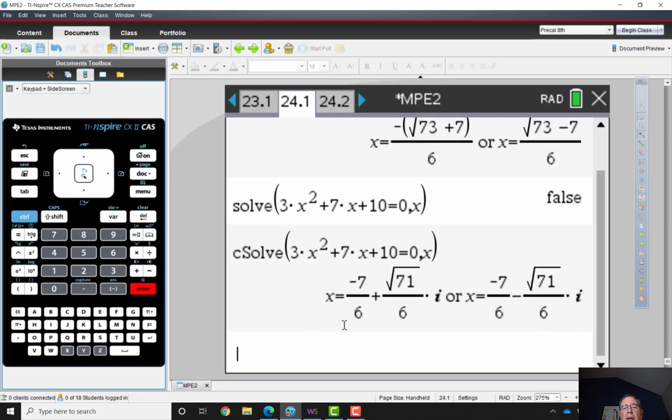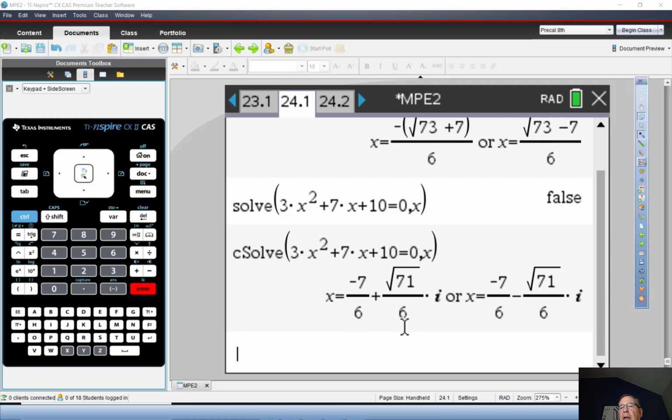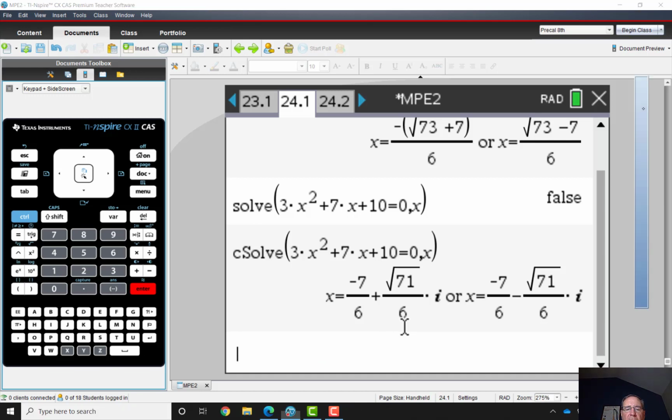So we hit enter, and it's negative 7 plus or minus the square root of 71i all over 6, or this is the traditional way to show complex numbers. So x equals a plus b times i. So that concludes this video.